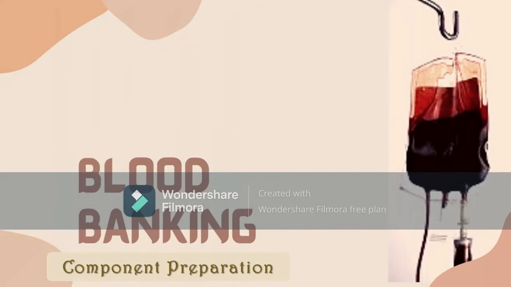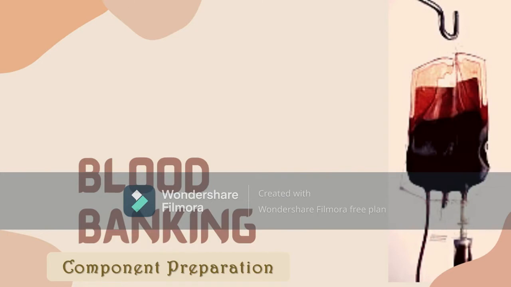So for today's lecture in blood banking, we'll be talking about component preparation. By component here, we are referring to the blood units prepared in blood banks, which are then transfused to patients depending on their specific needs. Now, as you might already know, these blood components or blood units include your whole blood units, packed red blood cells, platelet concentrates, granulocyte concentrates, fresh frozen plasma, and other plasma derivatives.